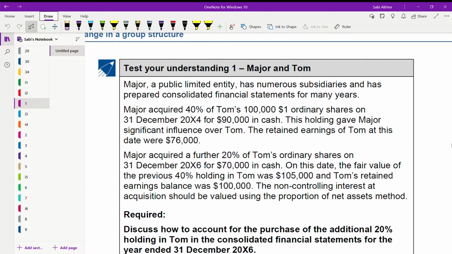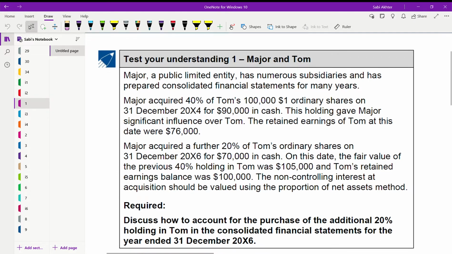So in part 2 I have discussed all illustrations. I went through illustrations from your textbook chapter 19 of SBR Kaplan textbook. Now I'm going to finish test your understanding, all the test your understanding. There are 9 test your understanding in chapter 19. So test your understanding 1, Major and Tom.